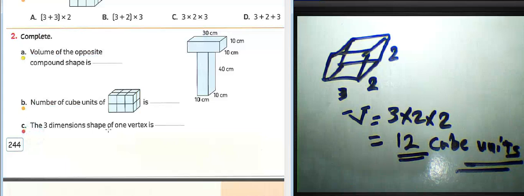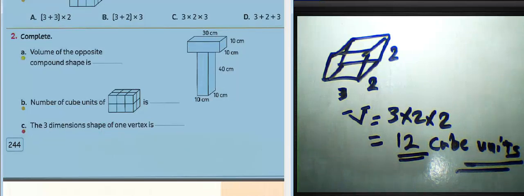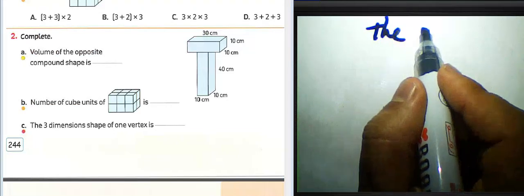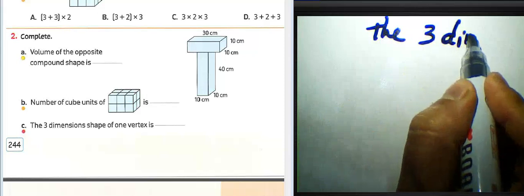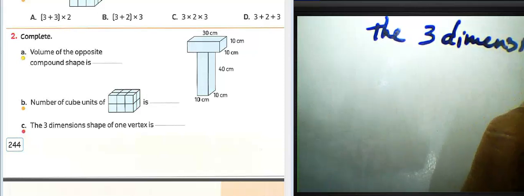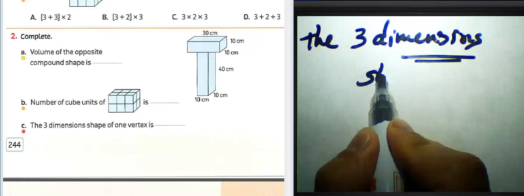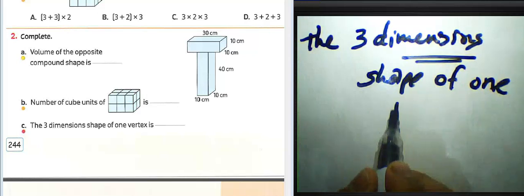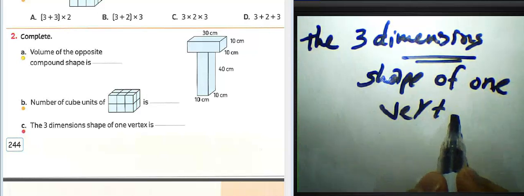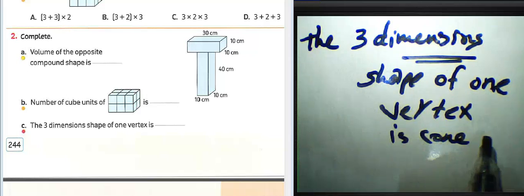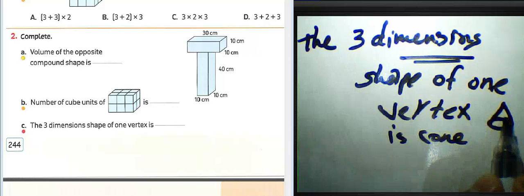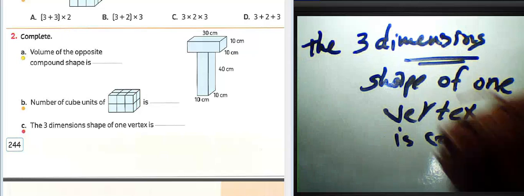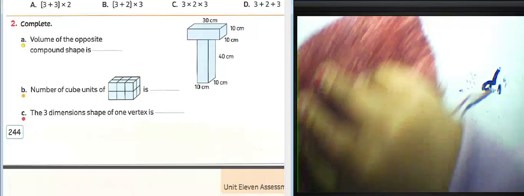The three-dimensional shape of one vertex is, we called it what? The cone. The three-dimensional shape of one vertex is cone. We called it cone. Okay, we called it the cone. Next question here with me, look at here.